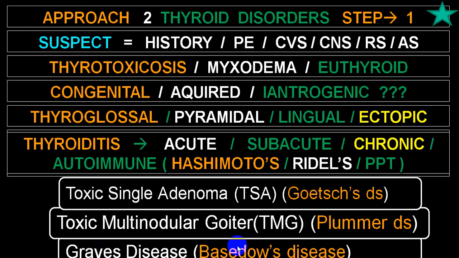Graves' disease is also called Basedow disease. Toxic multinodular goiter is also called Plummer disease or TMG, toxic multinodular goiter. Solitary nodule or single nodule, toxic solitary adenoma, is also called Goetsch's disease.